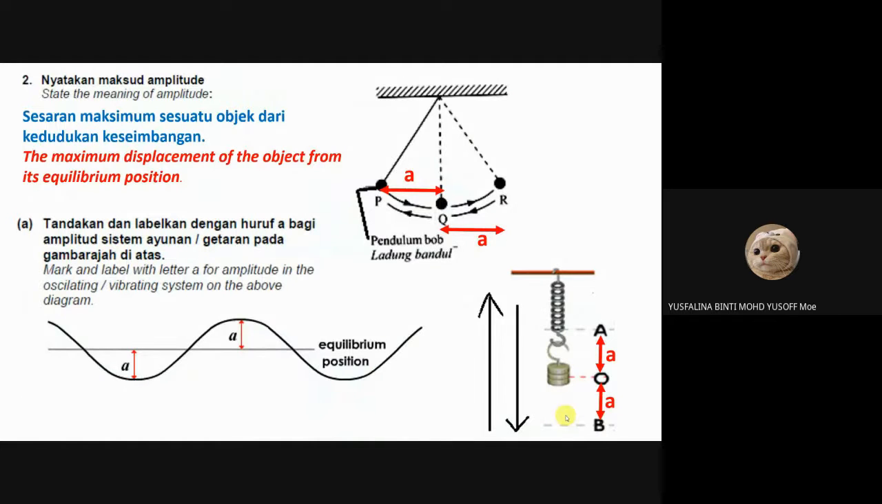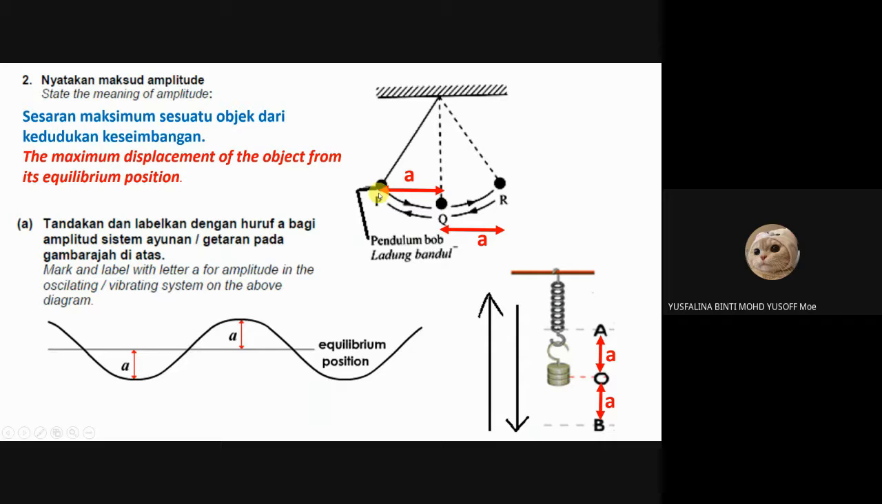Okay, so what does it mean by amplitude? The maximum displacement of the object from its equilibrium position. I already explained just now, right? If you drag O to P, then OP is actually the maximum displacement. How far does the pendulum move?